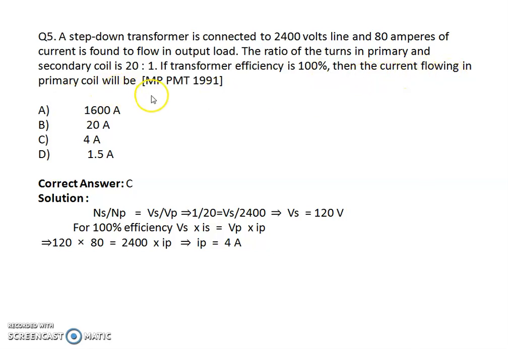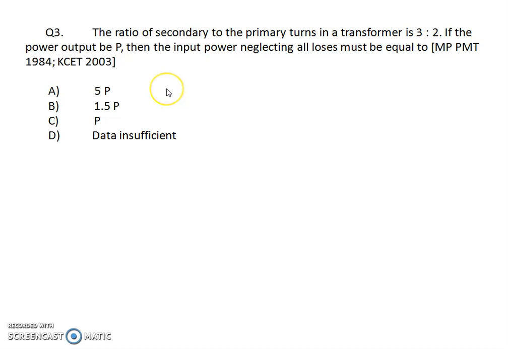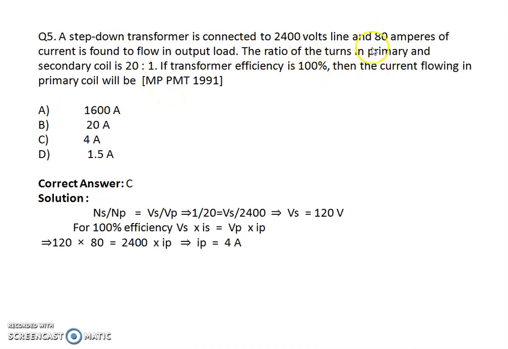Okay, so you know that the transformation ratio NS upon NP is equal to VS upon VP. The transformation ratio is given as 1:20, because NP upon NS is given as 20:1. It means that NS upon NP is 1/20, and this should be equal to VS upon 2400, because my primary voltage VP is 2400, it is given. So again cross multiplying, we get VS is equal to 120 volt.